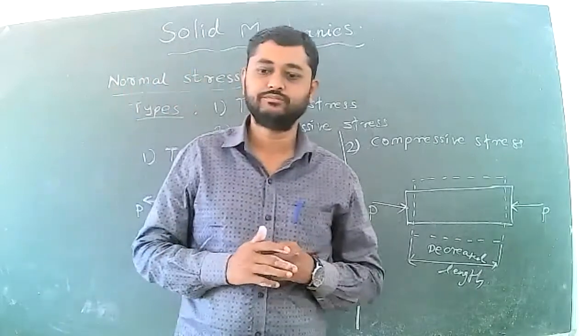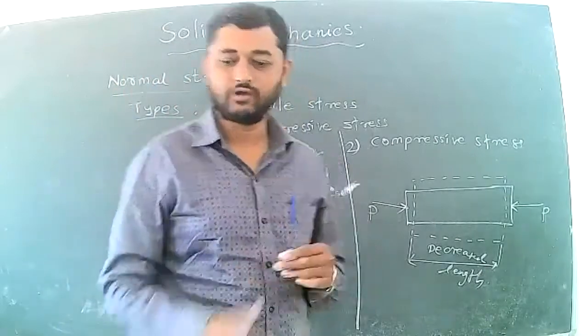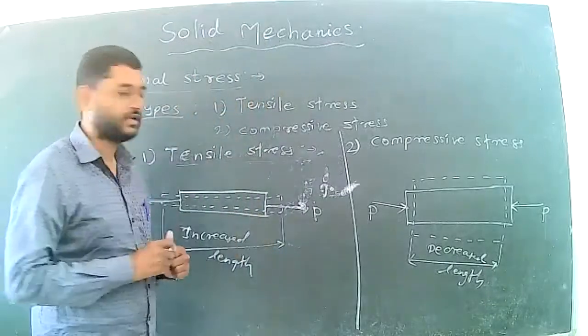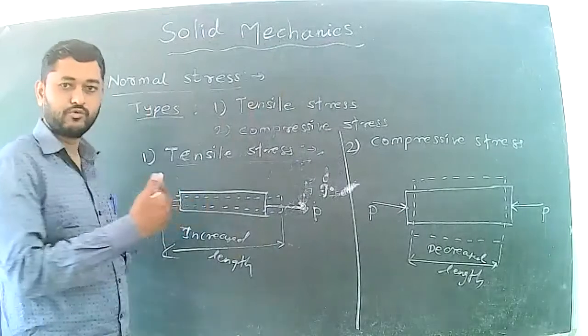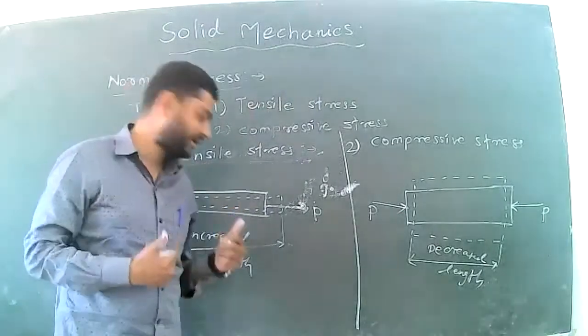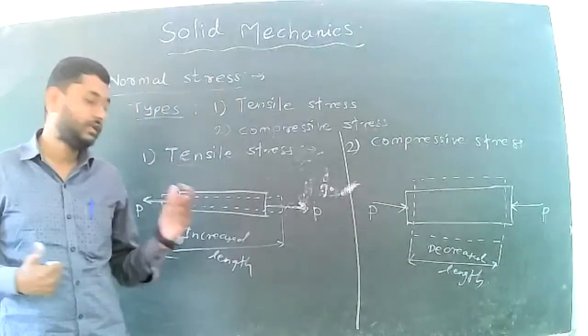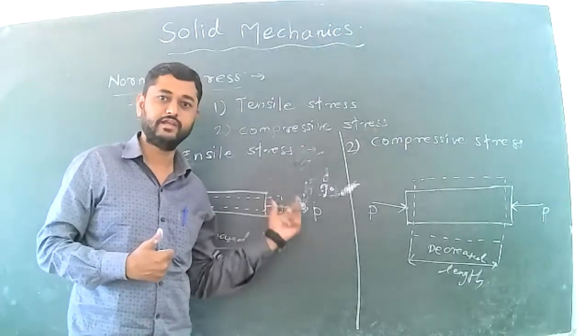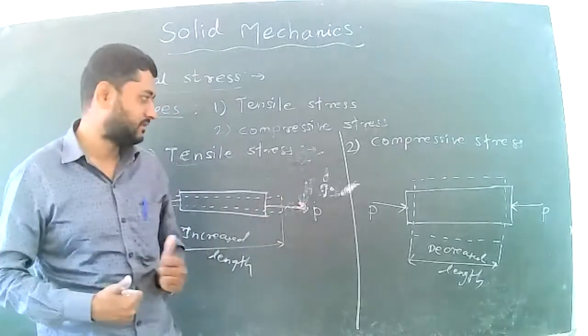So what is the difference between tensile stress and compressive stress? In case of tensile stress, we apply two equal opposite pulls to a body. In that case, what happens? The length of that body goes on increasing and the area of cross section goes on decreasing.